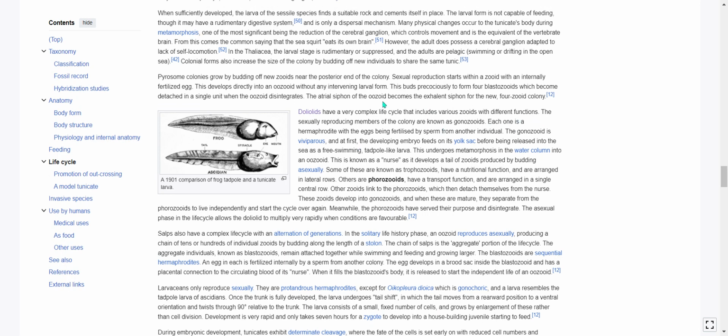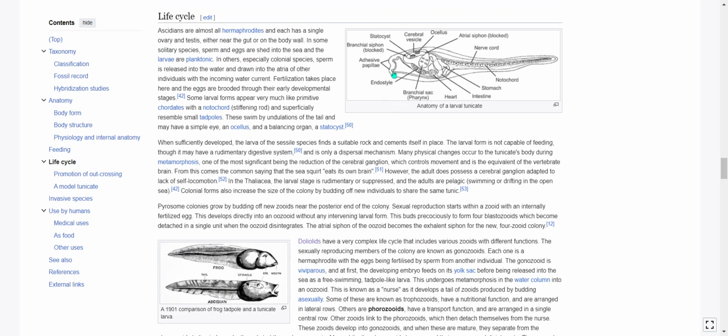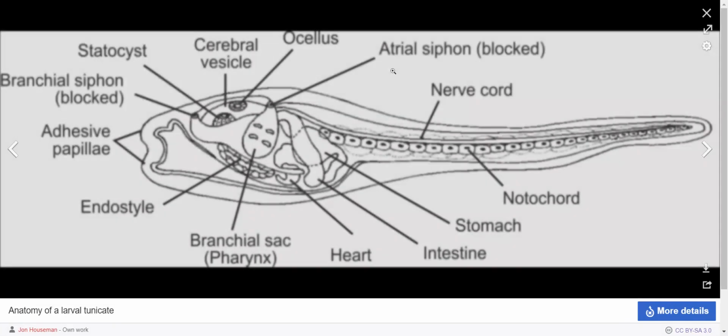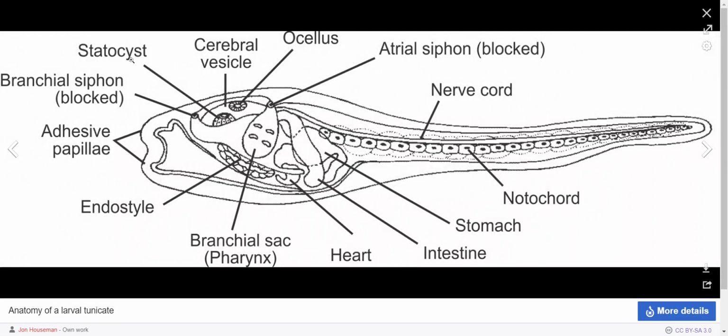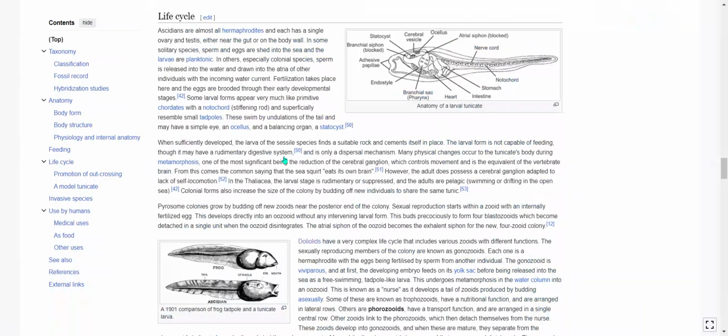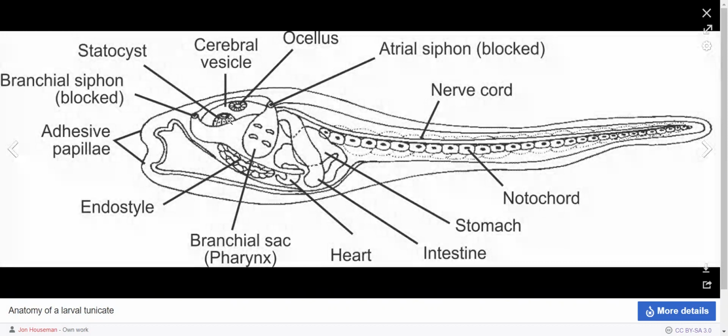Okay, this is going to get too complicated. I wanted to look at these little anatomies of the larval form. Here's the statocyst. What was it? Statocyst is the balancing organ. So that's their balancing organ.